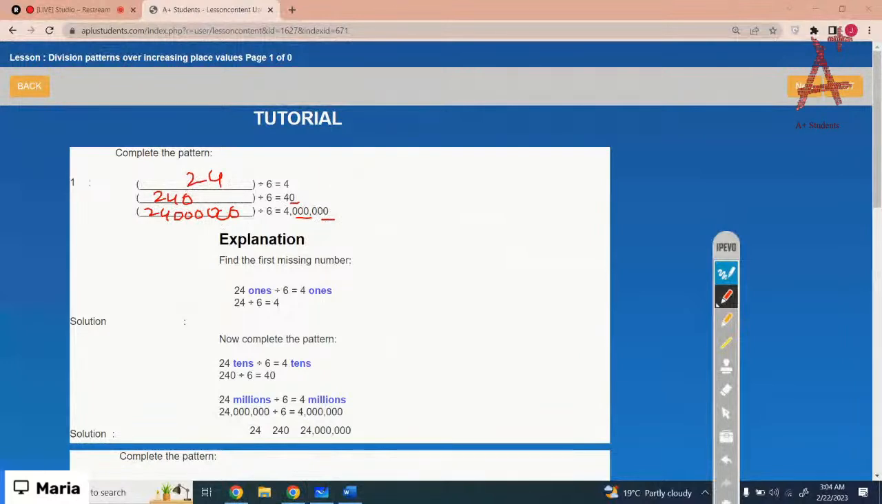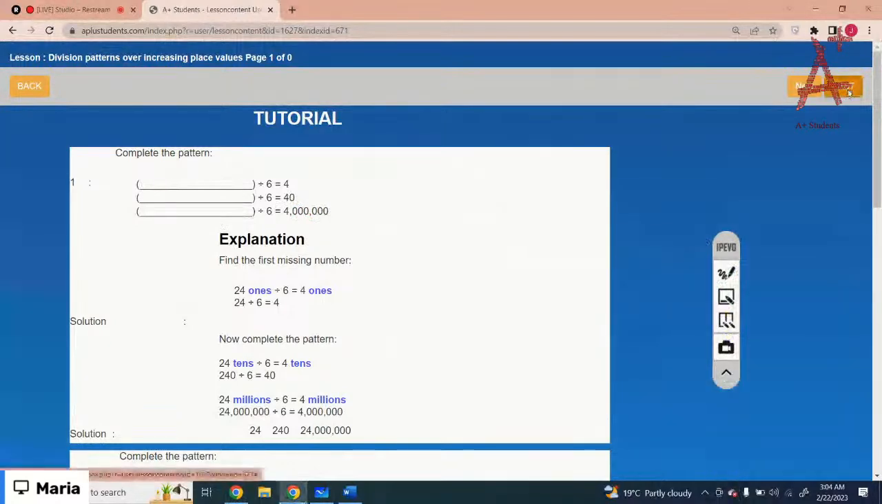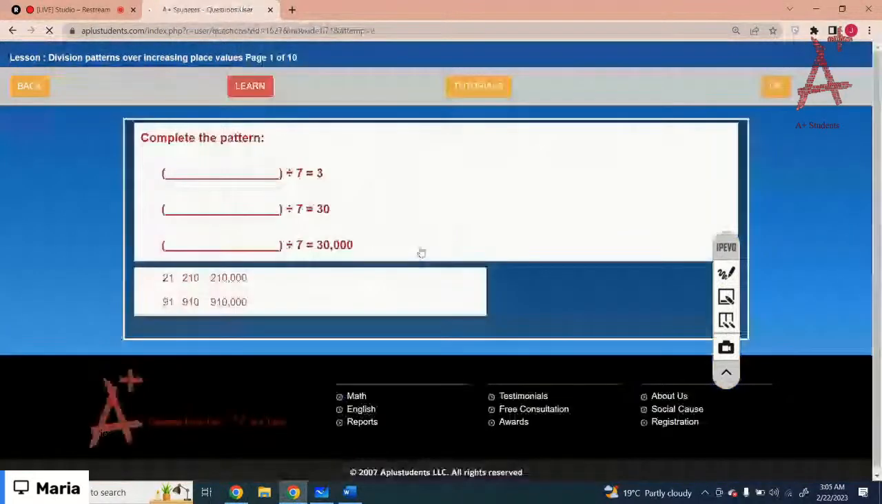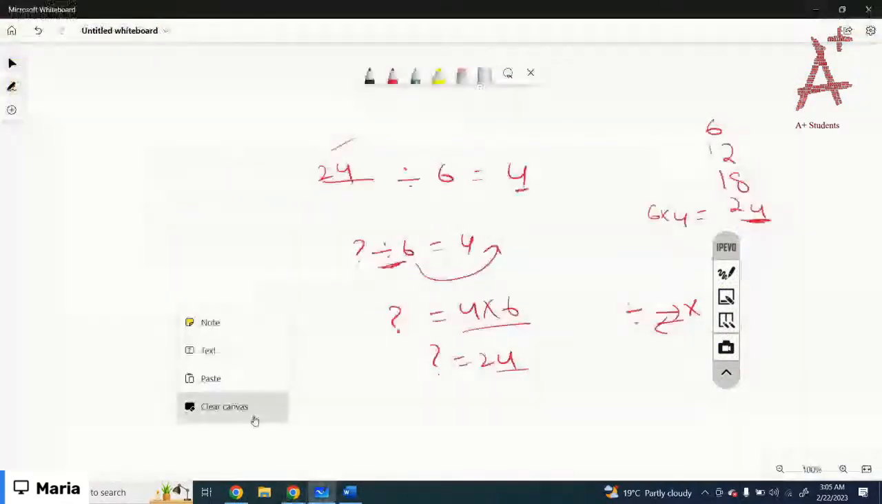Let's start with the practice questions so that you can have a look at the tutorial by yourself. They are already solved. Okay, the first one is you have to calculate the missing number divided by 3. Got it? Let's find the missing number.